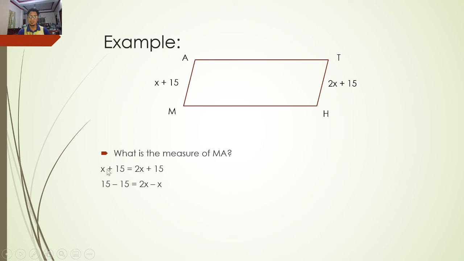So, mas malaki yung 2x, ito inilipat ko. 15 minus 15, 2x minus x. This will lead us to 0. X is equal to 0.